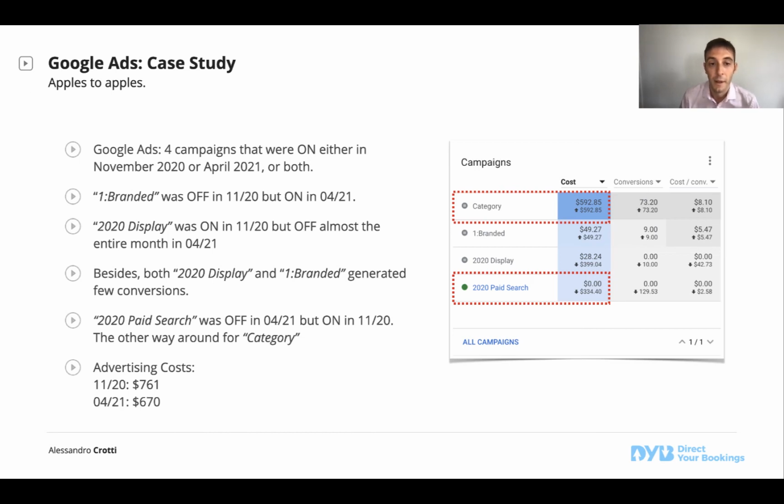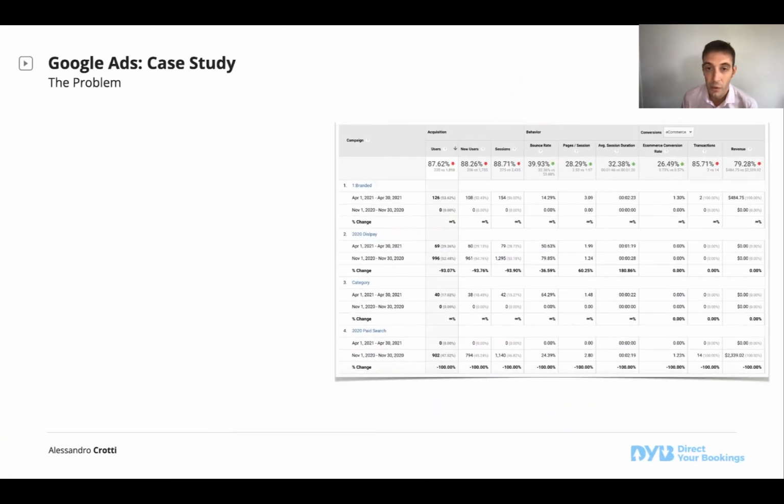The last thing we need to consider is the advertising costs, which were pretty much similar. In November, $761 ad spent as opposed to $670 in April. That said, let's jump into the real problem.